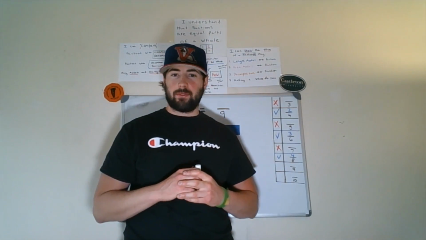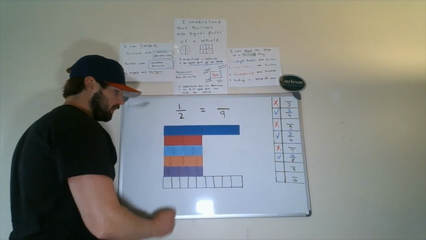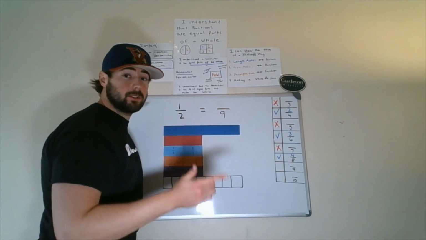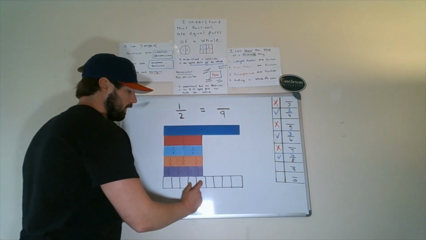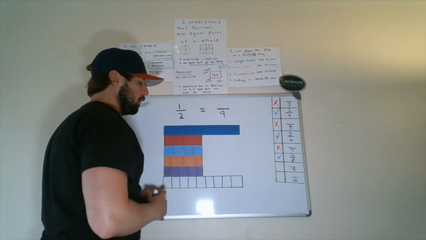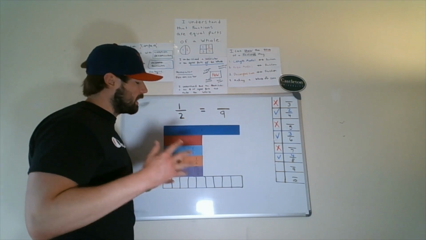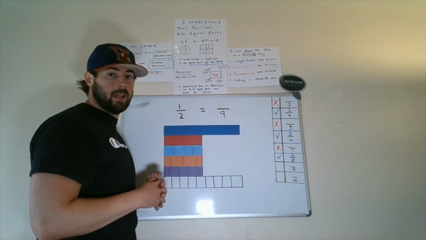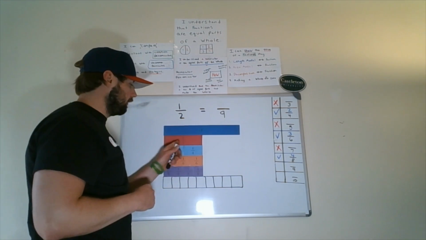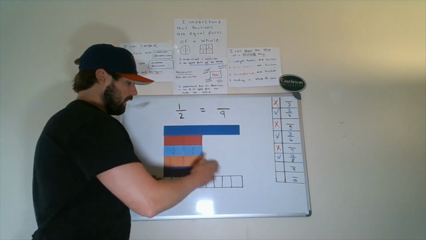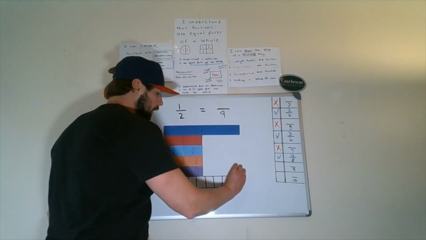Taking a look at ninths. Once again, did not have my fancy dancy magnet strips. Had to make that whole first. Fractions always start with the whole. I partitioned it into 9 equal parts. Taking a look if ninths, any parts of 9 that make the whole will be equivalent, the same as 1/2. 9/9, obviously a whole. We're not talking about a whole, not equivalent.